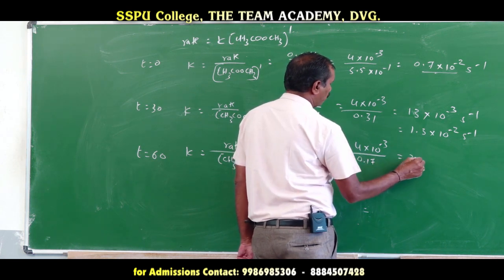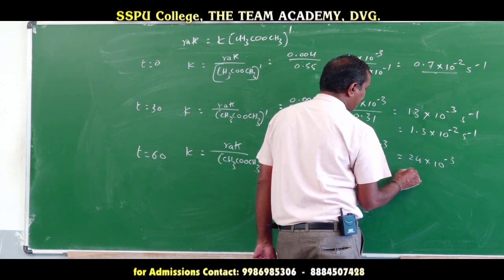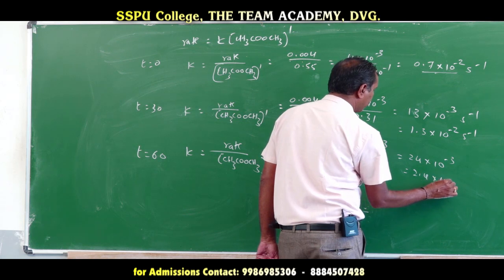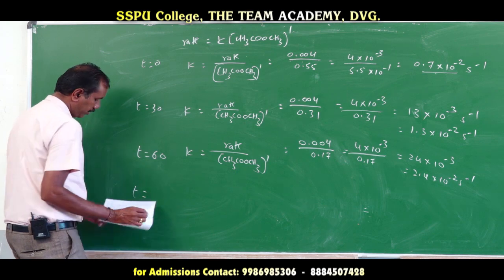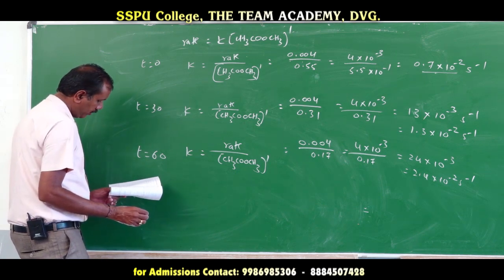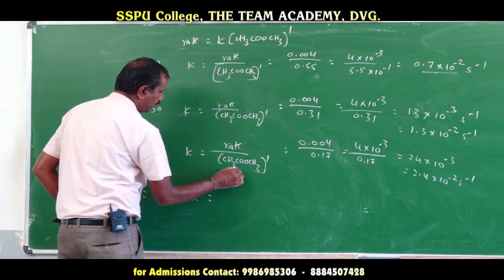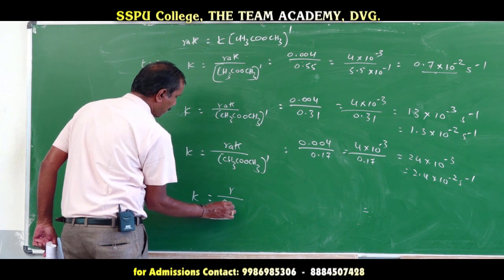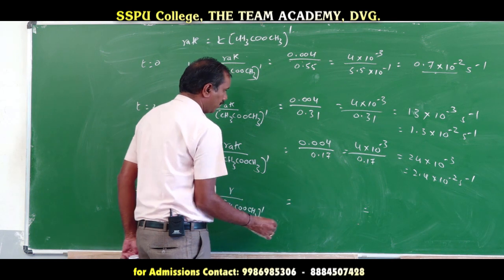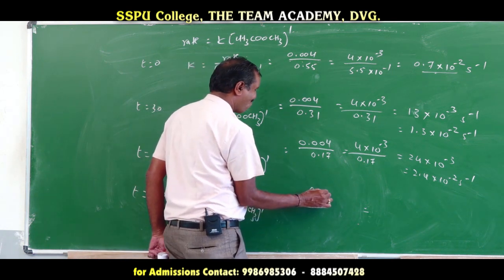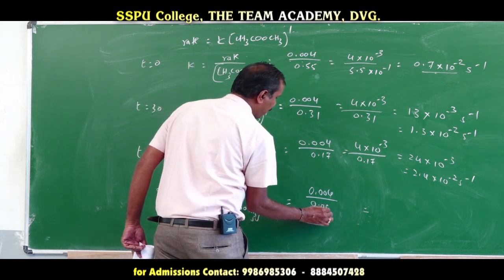Nearly 2.4 into 10 to the power of minus 3, or nothing but 2.4 into 10 to the power of minus 2 per second. If t equals 90, by that time the rate constant equals rate divided by the initial concentration to the power 1. The concentration of the initial state by that time is 0.085.